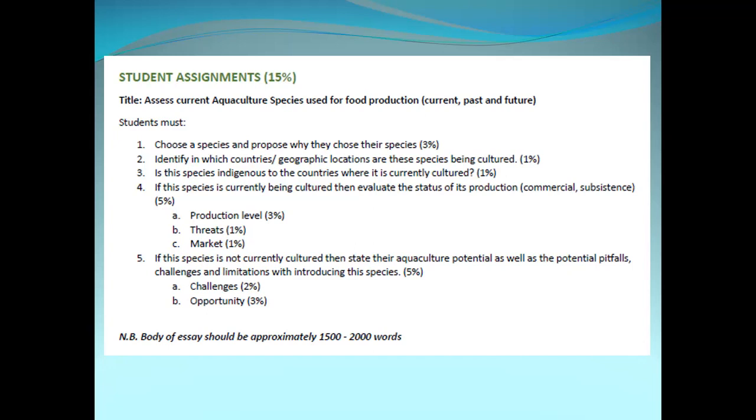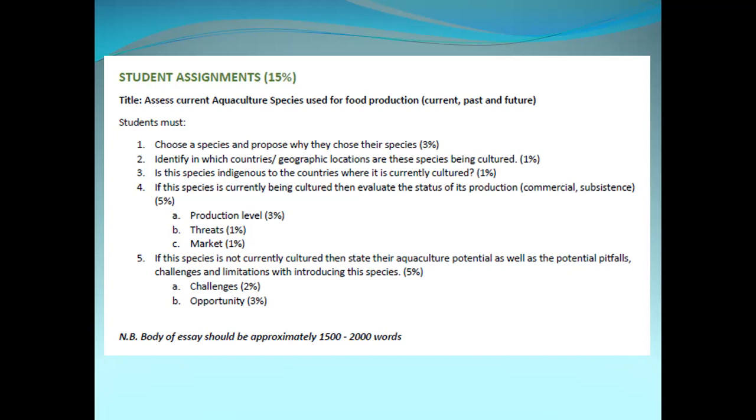Yeah, and you can talk about it. Identify which countries, geographic locations these species are being cultured, right? Is this species indigenous to the countries where it's being cultured, right? If this species is currently being cultured, then evaluate the status of its production, commercial, what type of production, how much people are doing at subsistence level, etc.